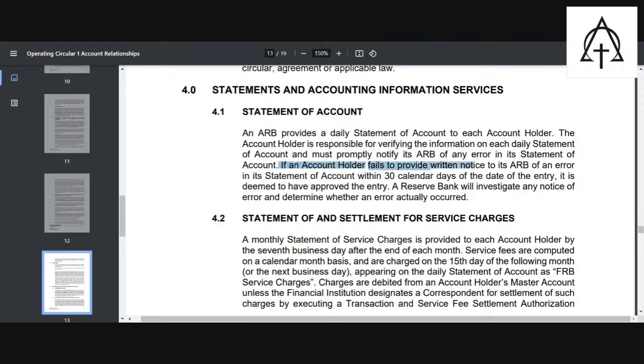If an account holder fails to provide written notice to its ARB of an error in its statement of account within 30 calendar days of the date of the entry, it is deemed to have approved the entry. This is the error I've always been talking about, an error in entry. Had I known de novo back in the beginning, I would not have done that. I am conscientious of how this works now, and so I can no longer do that.